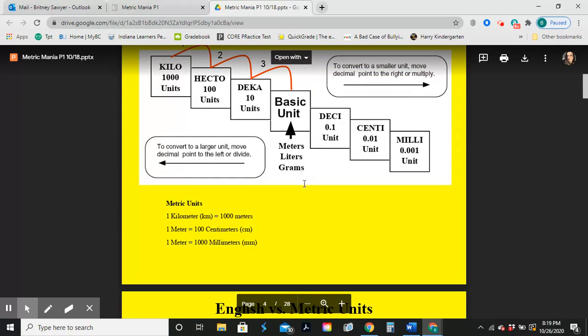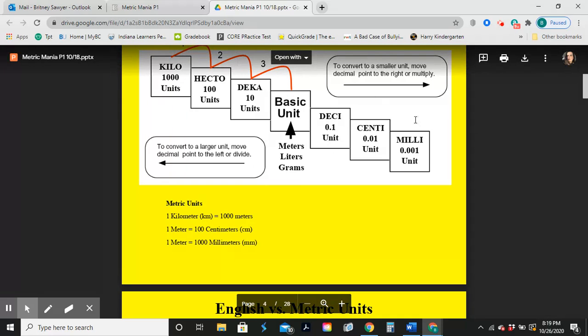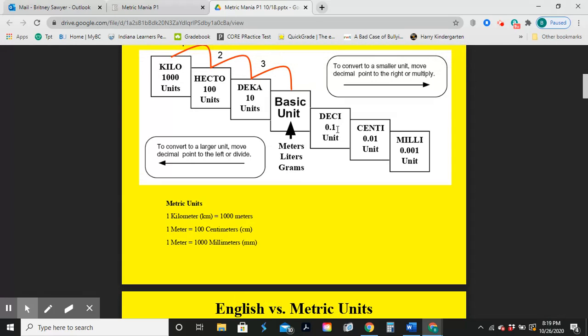This is our step diagram. We have a basic unit right here. With our basic unit, we have our tens, hundreds, thousands going to the left, and then our tenths, and then our hundredths, and then our thousandths. So each one of these going to the right is 1/10, 1/100th, and 1/1000th part of a unit.